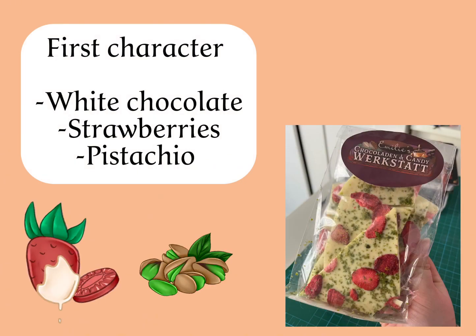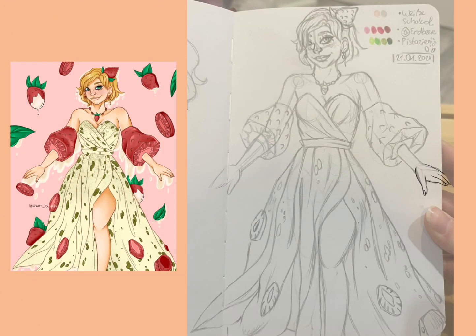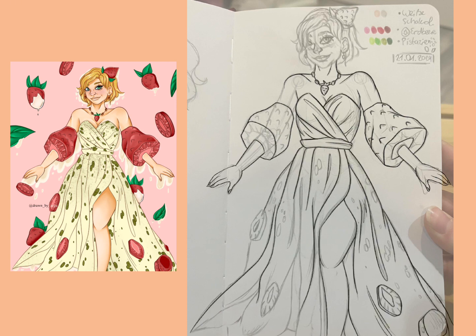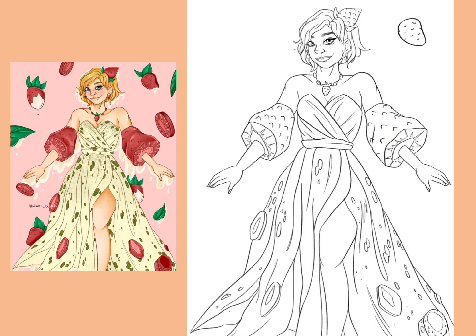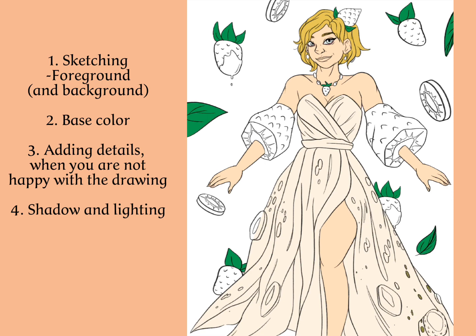For the first character design, I decided to draw the chocolate I bought with white chocolate, strawberries and pistachios as a topping. At first I drew the sketch in my sketchbook. I searched for some references and drew the pose, and then I drew the different details I wanted to have on the dress. I had the idea of coloring the dress in the same color as the white chocolate, and then adding the topping over the dress like dried strawberries and pistachios. For the sleeves I drew sliced strawberries, and as accessories I gave her a strawberry pistachio necklace, pistachio earrings and a strawberry on her hair ties.